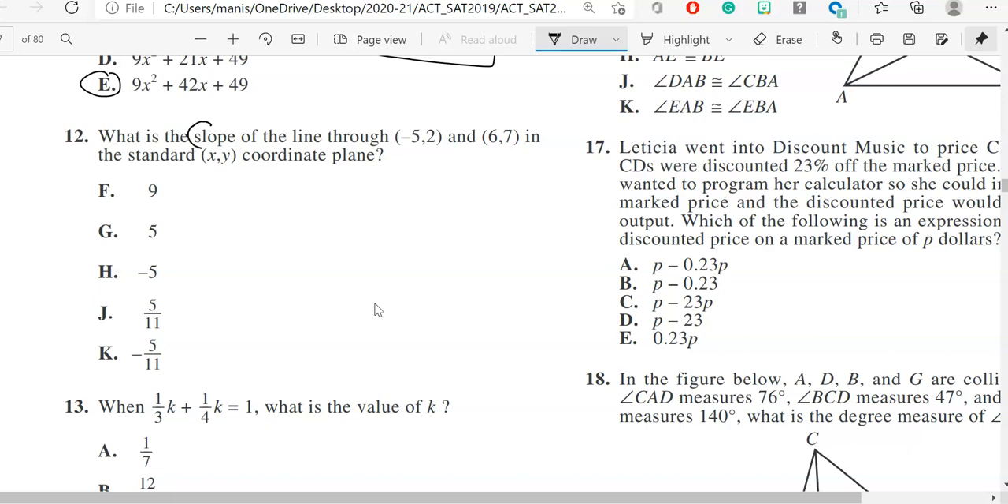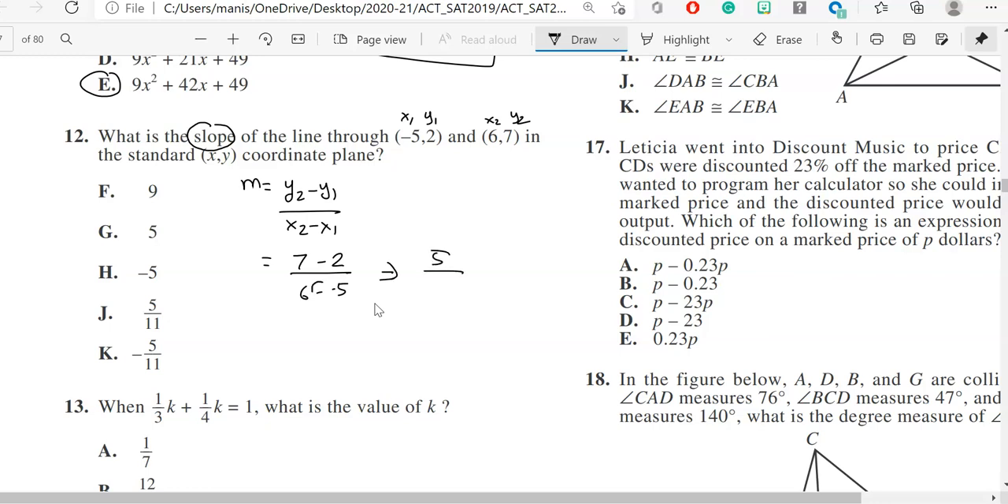What is slope? Slope of the line is the steepness of the line. There are many formulas, but we will use the formula where slope is represented by the letter m: y2 minus y1 over x2 minus x1. Do keep in mind this is also known as change in y over change in x. I am taking these as x1, y1, x2 and y2. 7 minus 2 over 6 minus negative 5. So let's solve this. 5 over 6 plus 5. This changes to a plus sign. 11. Do you see any answer choice which looks like 5 over 11? Yes. Choice J is the correct answer for this problem.